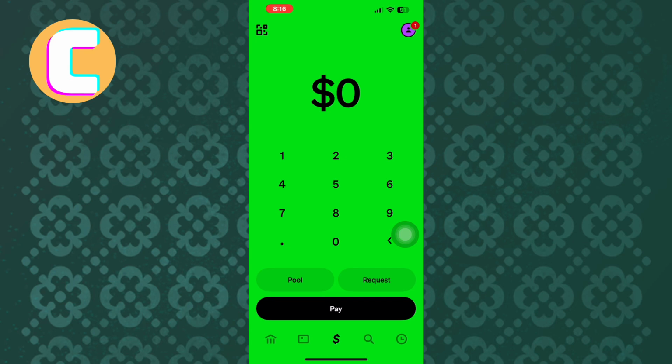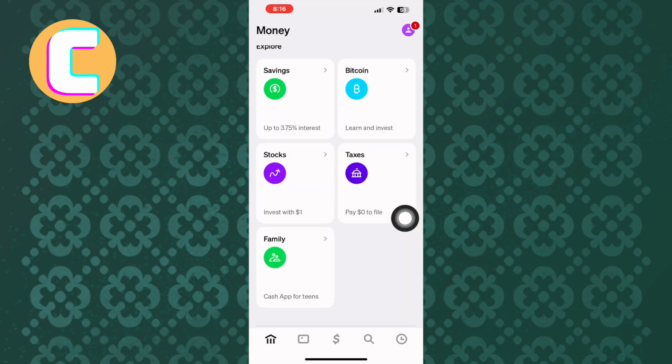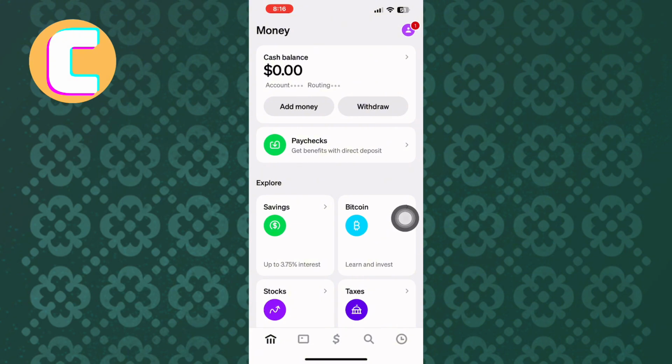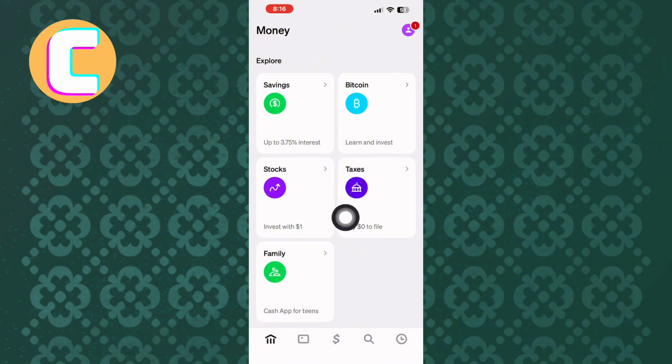Next, tap on the home icon or bank icon. This will take you to the bank section where you will see options that are related to money. From there, scroll down and come to the Explore section. Under the section, there are more options. From those options, tap on the one named Stocks.